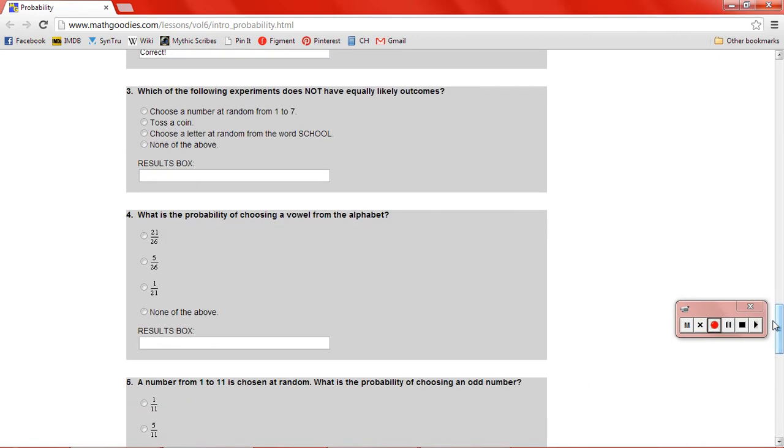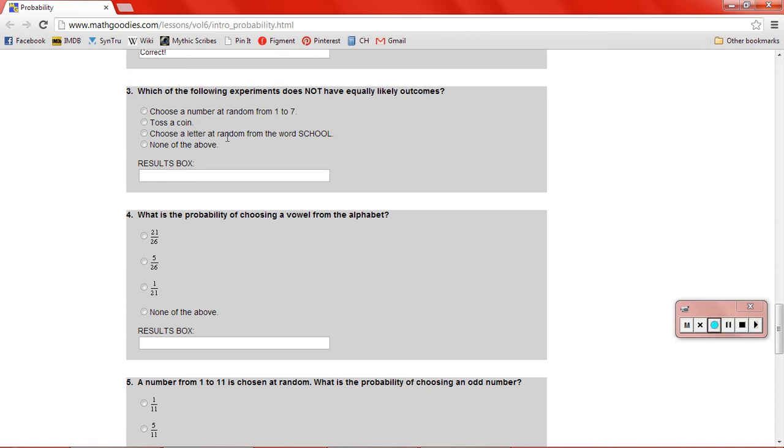Alright, number 3. Which of the following experiments does not have equally likely outcomes? Choose a number at random from 1 to 7, toss a coin, choose a letter at random from the word school, or none of the above. Well, if you choose a number at random from 1 to 7, you're going to get either 1, 2, 3, 4, 5, 6, or 7, and all of those are equally likely, a 1 out of 7 chance. If you toss a coin, you're going to get heads or tails, and the likelihood is about 50-50, 1 out of 2, that you'll land on heads or tails.